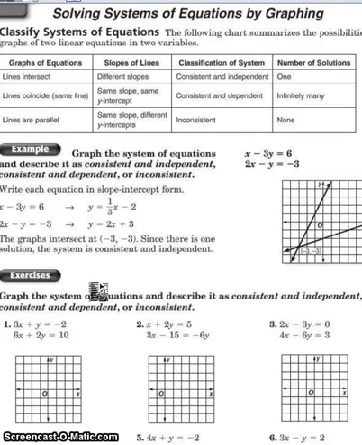Go ahead and also highlight consistent and independent, consistent and dependent, and inconsistent, because that's the terminology you're going to see used a lot. If I have one solution, they're consistent and they're independent of each other. If I have infinitely many, they're consistent, but they're all dependent on each other. And if they're parallel, they're inconsistent. Make sure you highlight that as well. And now we'll move on to work a problem.